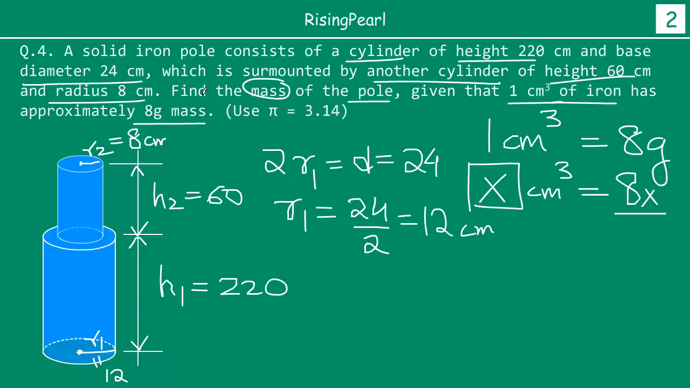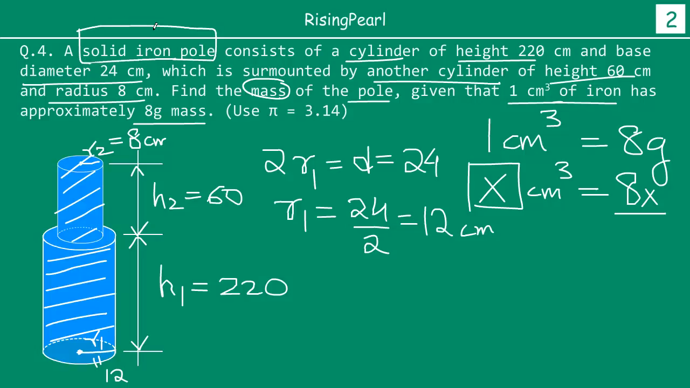So to find out the mass, first we have to find out the volume. That is, we have to find out the amount of iron which is inside this, and similarly the amount of iron which is inside this. Make sure that you follow this, because this is a solid iron pole. This is not like a hollow wooden block or something of that sort. It is full of iron.